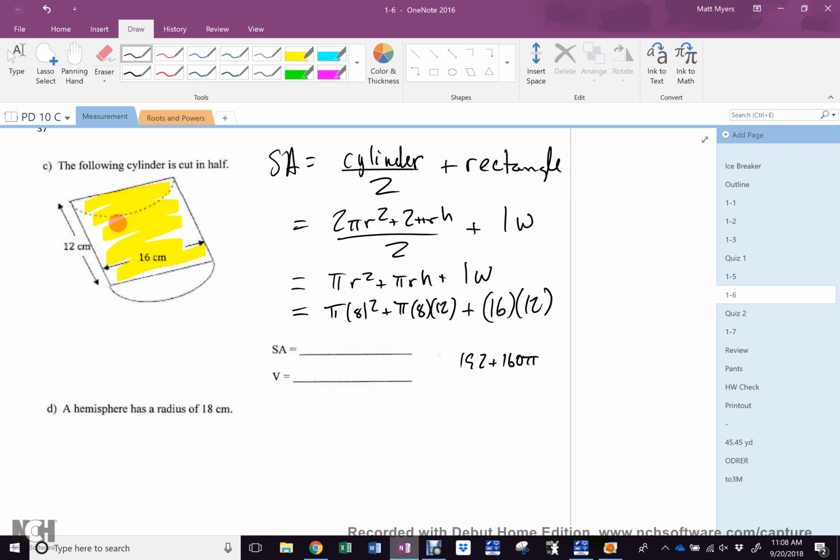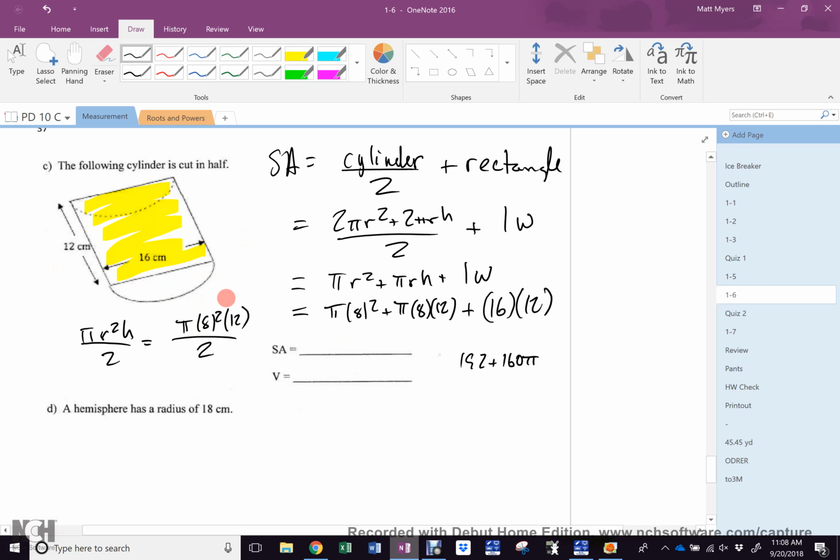Right? And then volume, of course, is just pi r squared h divided by 2, which is pi times 8 squared times 12 divided by 2, which is 64 times 12 pi over 2, which is 640, and 128 is 728 divided by 2 is 364 pi. Again, I'm working out of my head. If you did this, you have the right answer, because the radius is 8 squared, the height is 12, and it's been cut in half, so you divide by 2.